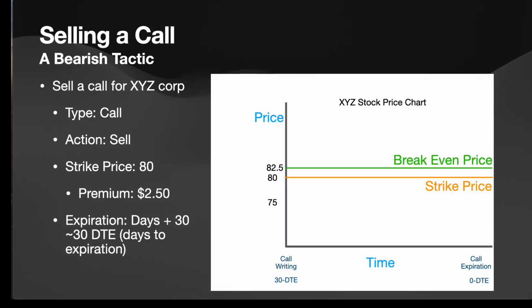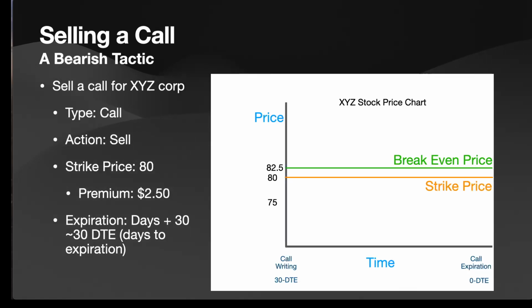We're going to sell it again at the strike price of 80. And now this premium is going to be the premium that we receive from selling this option, right? So now my break-even price is actually above the strike price because I sold that option. So I have that little buffer of money, right?